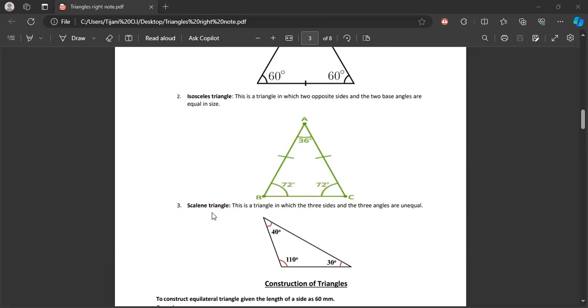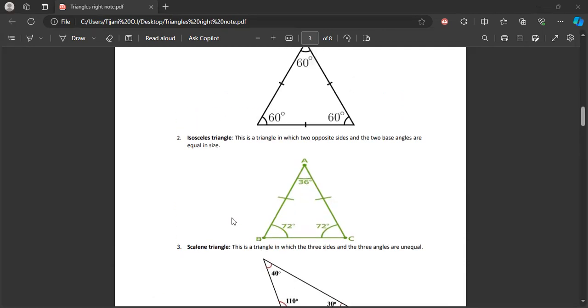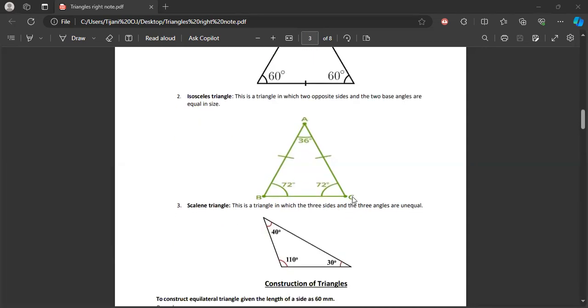Then the third type of triangle, according to the length of their sides, is what we call scalene triangle. For this scalene triangle, the sides are not equal in length. Also, the angles are not equal in size. If the sides are not equal in length, it means the angles will not be equal in size.